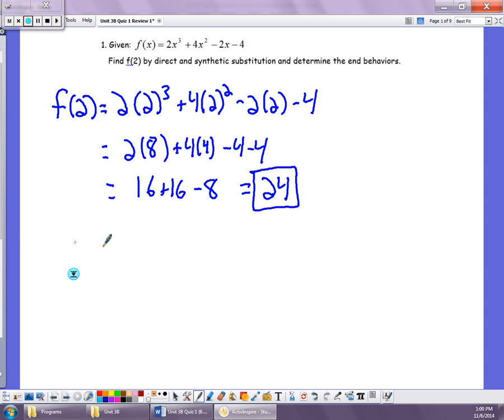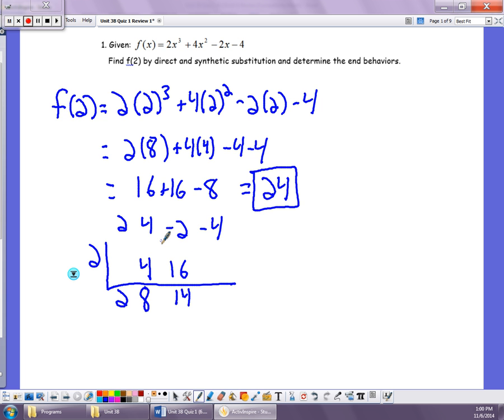So that's direct substitution. Synthetic is when we take that x value, put it on the outside of my structure, put my coefficients up top, so 2, 4, negative 2, negative 4, and then go through the process. I carry the first term down, multiply, add, multiply, add, multiply, and add. So you see for both I got 24.